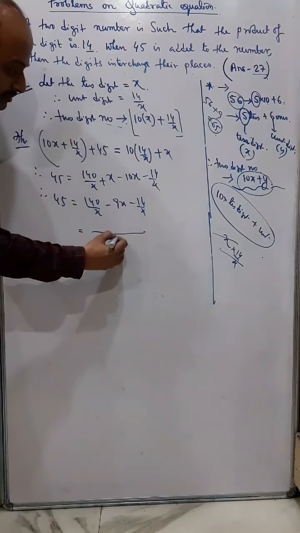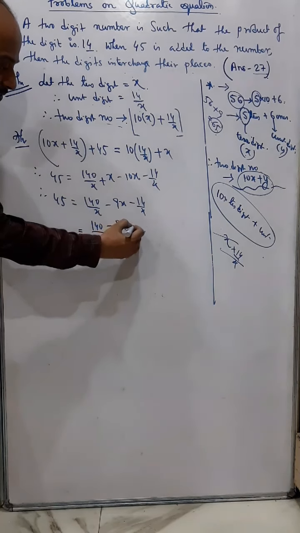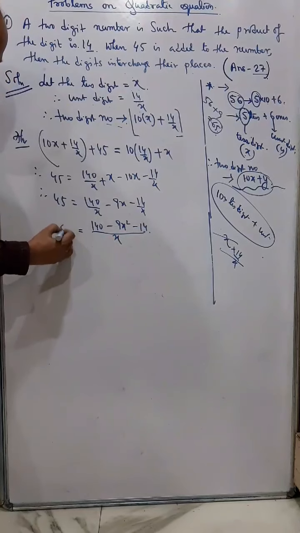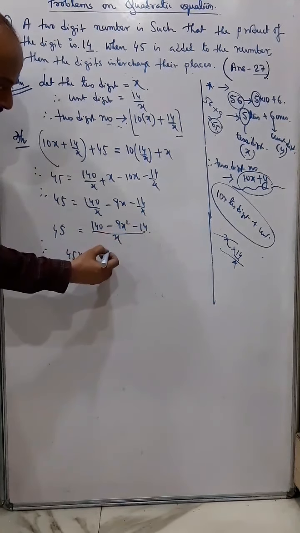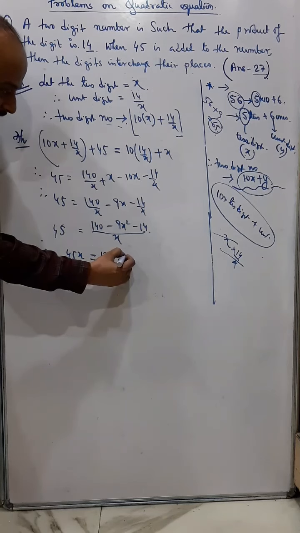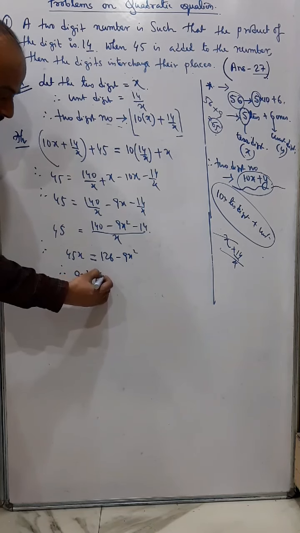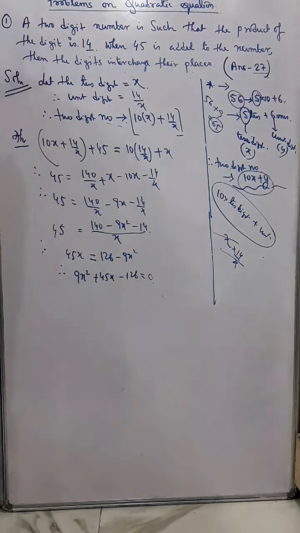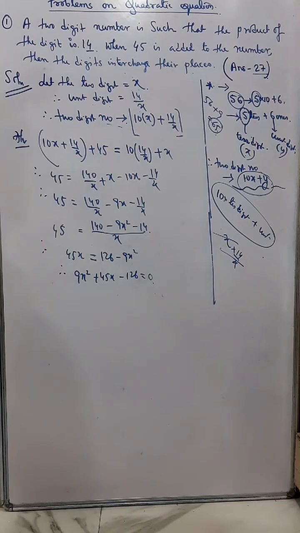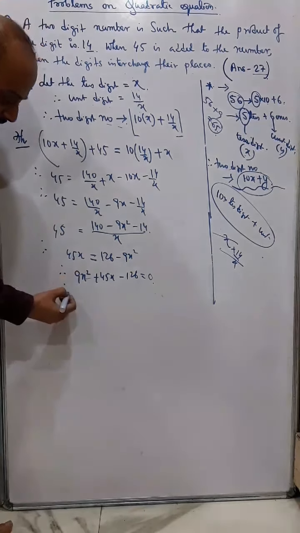We can take x as the LCM. What we got here is 140 minus 9x square minus 14, and 45x is equal to 126 minus 9x square. Finally we got 9x square plus 45x minus 126 equals 0. And I think we can take 9 common in all, then the equation becomes smaller.